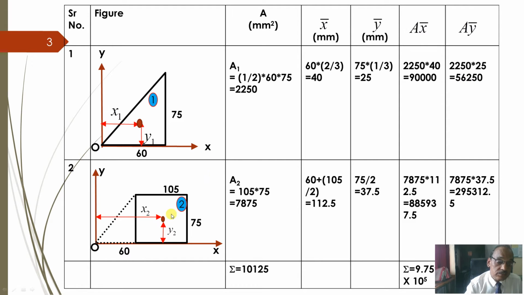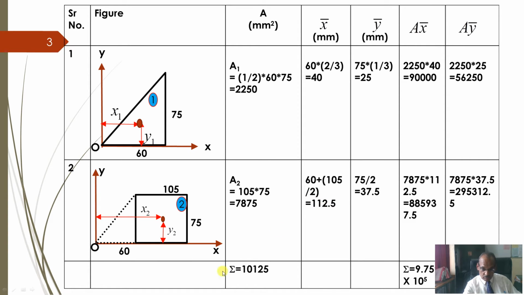Next one, coming to the rectangle. This is the triangle I have shown by dotted line. This is the rectangle. Now for the rectangle, you know where the centroid lies: 75 by 105, at the intersection of the diagonals. This is the point. So the base is how much? 105. So the centroid will be at a distance of 105 by 2 plus 60 from the origin, because we have to find the coordinates from the origin. From the origin up to this distance will be 60 plus 105 by 2.